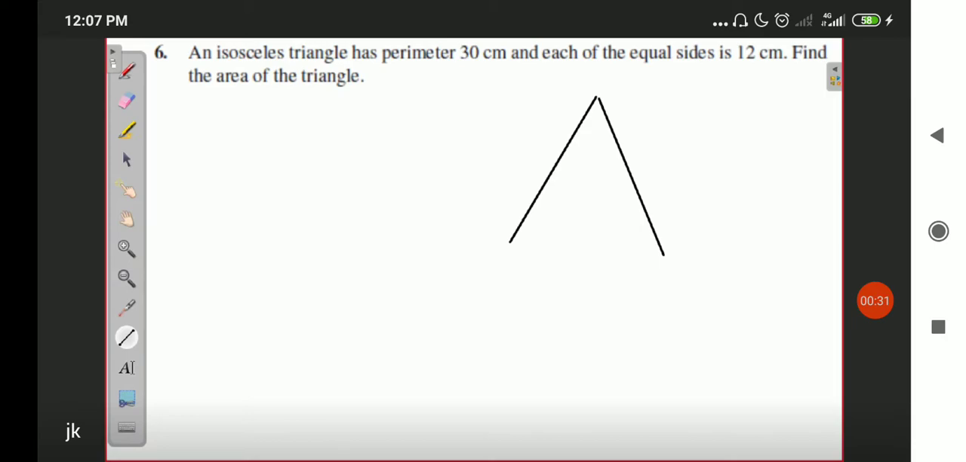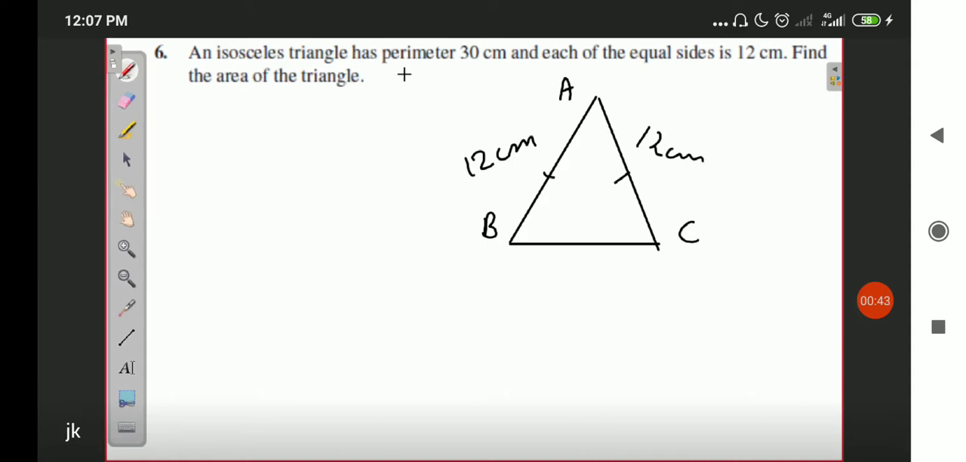So, in this triangle ABC, AB and BC are equal sides with each length 12 centimeter. Okay, and perimeter of the triangle is given as 30 centimeter. We have to determine the area of this triangle.